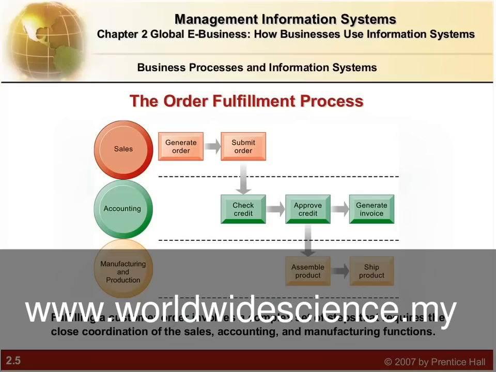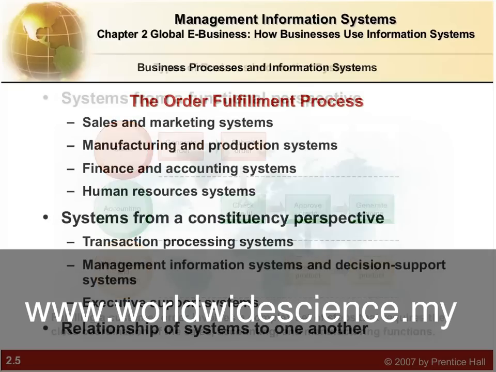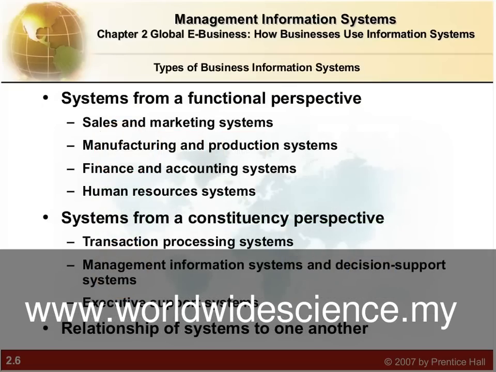So as you can see in this chart, fulfilling a customer order involves a complex set of steps that require the close coordination of the sales, accounting, and manufacturing functions. Information systems help to automate all these activities in order to help firms enhance their overall performance.